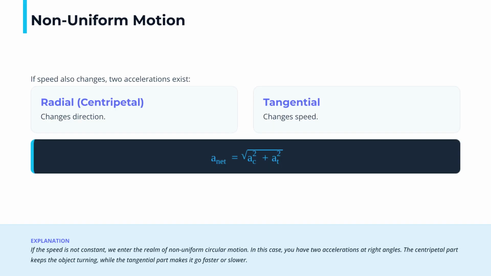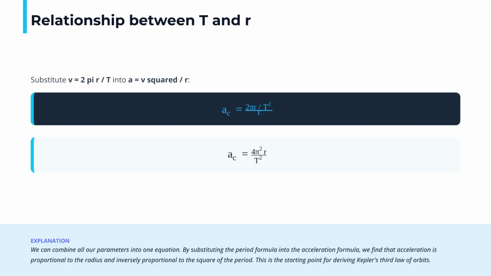If the speed is not constant, we have non-uniform circular motion. Two accelerations exist at right angles. The centripetal part changes direction, and the tangential part changes speed. We can combine all our parameters. By substituting the period formula into the acceleration formula, we find that acceleration is proportional to the radius and inversely proportional to the square of the period.